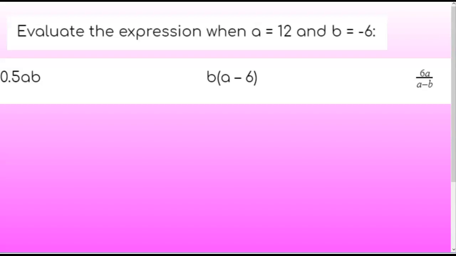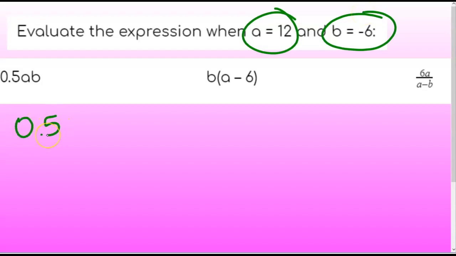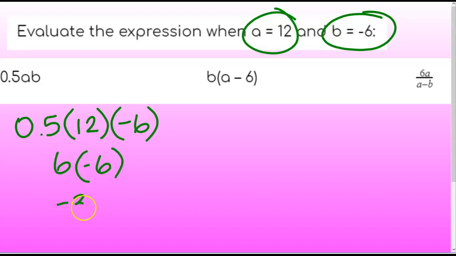Now this one gives me variables. It gives me 2 of them up here at the top. Okay, I've got my A and my B. And I'm going to do 0.5, and instead of A, I'm going to write 12. And instead of B, I'm going to write a negative 6. It's going to be important for you to go through and do each one of those. Now remember, we can use a calculator. So I'm going to take 0.5 times 12, and then that's just going to give me 6. And then 6 times a negative 6 is going to give me a negative 36.